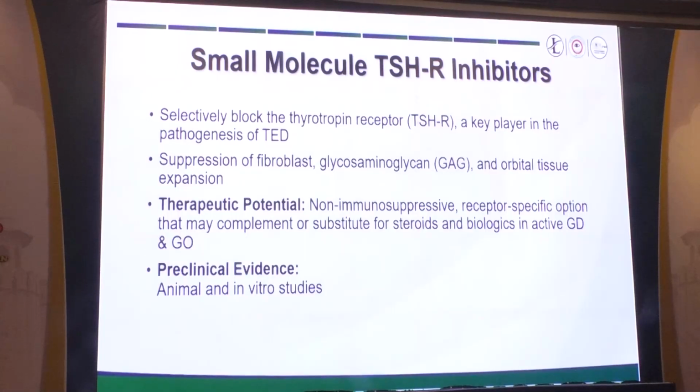Small molecule TSHR inhibitors selectively block the thyrotropin receptor, a key player in the pathogenesis of TED, suppressing fibroblasts, glycosaminoglycans, and orbital tissue expansion. Far away from that horizon, but there are animal and in vitro studies being conducted.